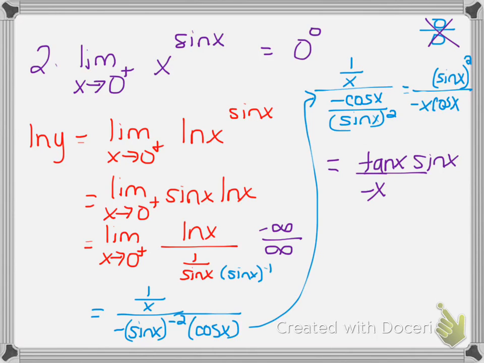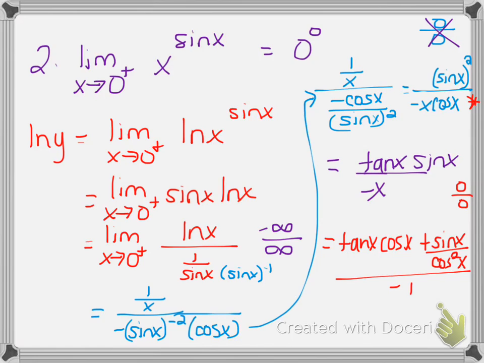If you plug in 0, you still get 0 over 0, so I am going to do L'Hopital's rule at this point. It may have worked up here, but it probably was a little more complicated. So I'm going to do the product rule first, times the derivative of the second, plus the second times the derivative of the first, which is 1 over cosine squared, over negative 1.